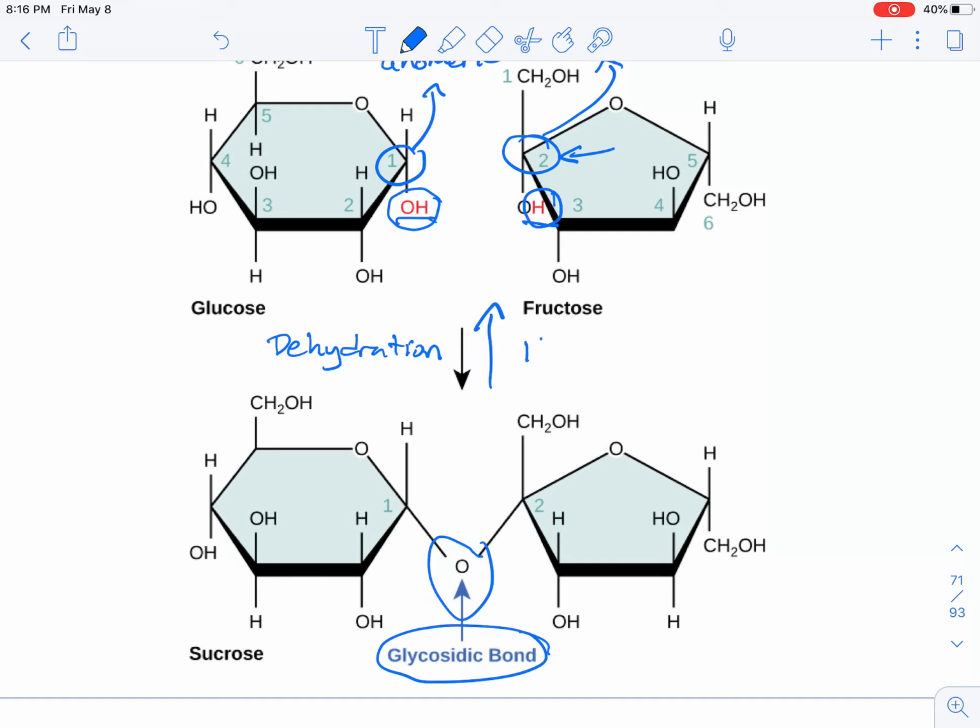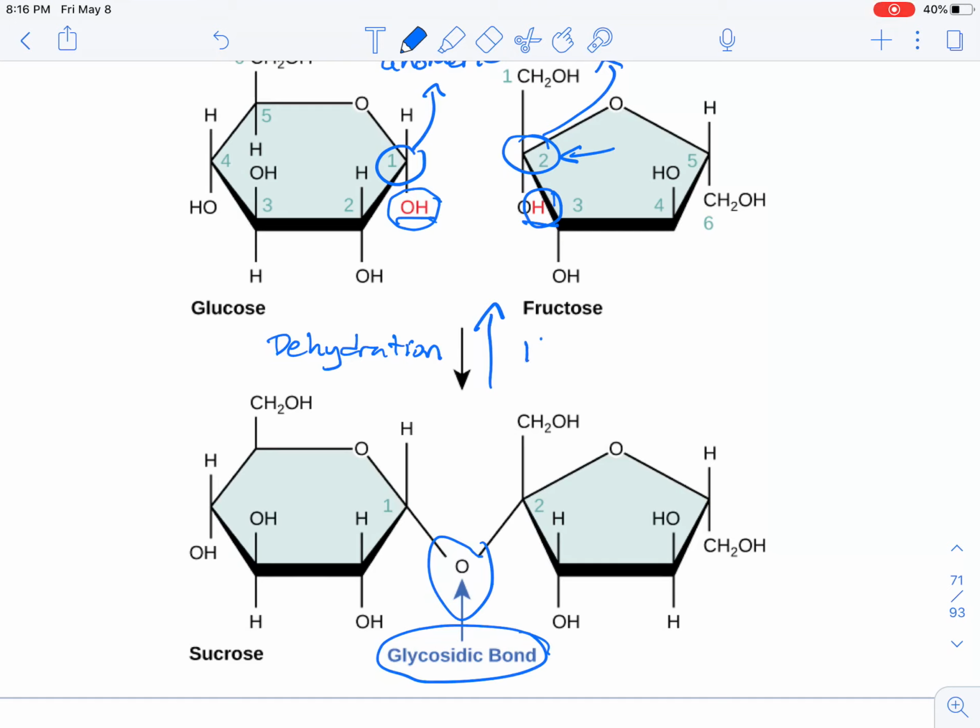So lysis is to break or burst. Hydro, water. So you're using water to lyse, or to break or separate, this glycosidic bond. Whereas dehydration, so dehydrate, you have loss of water. So here you're taking water out, while for hydrolysis, you're adding water in.